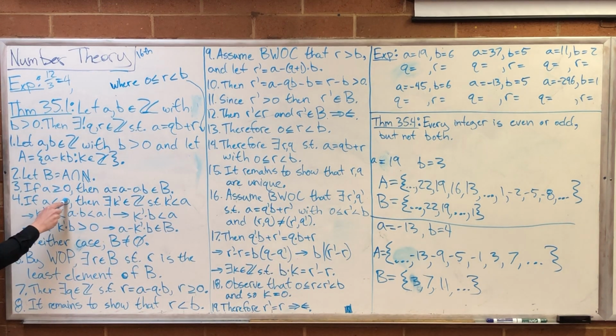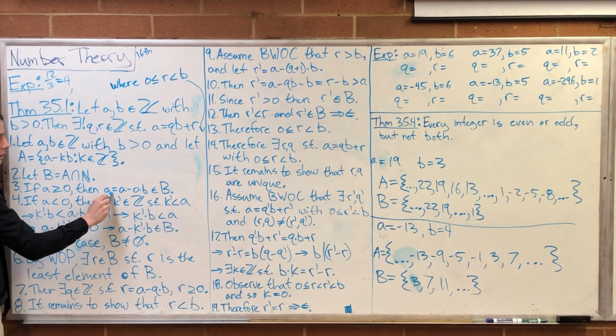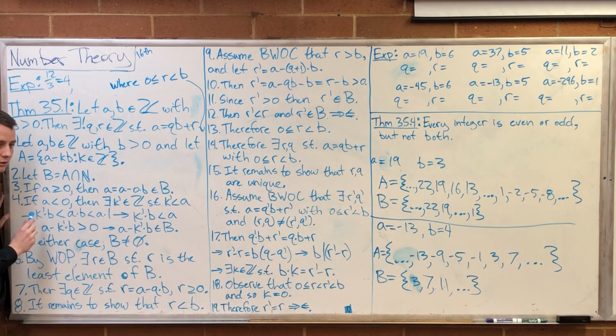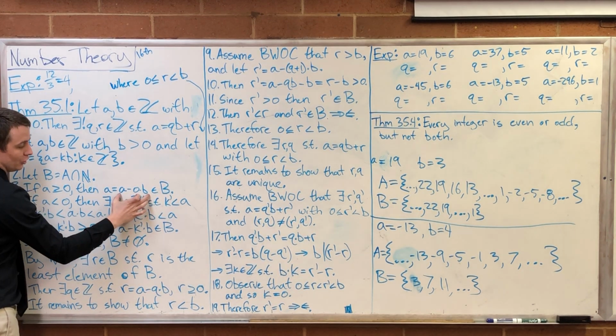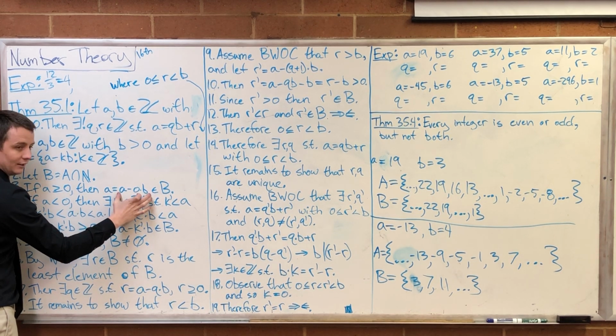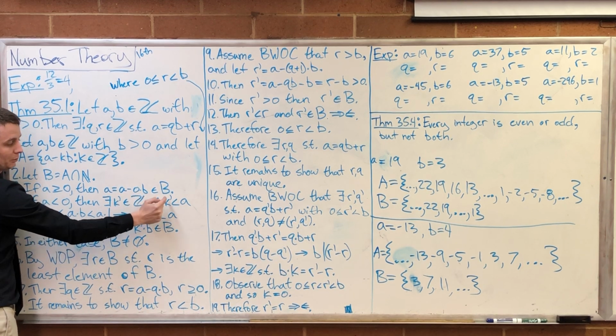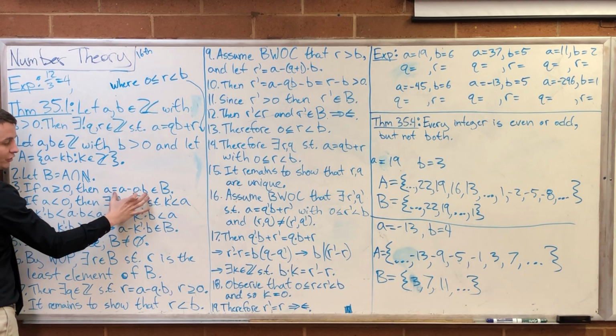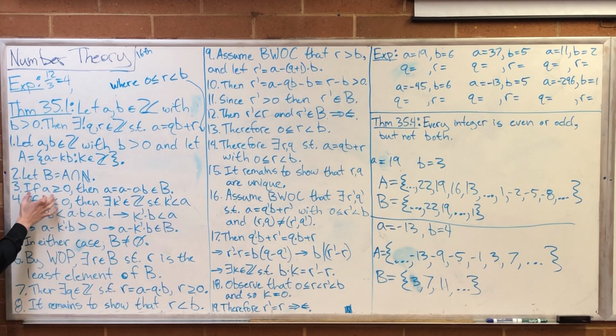If A is greater than or equal to 0, then A is the same thing as A minus 0 times B, and therefore it's in B. B is a set of all things that look like this that come out positive. If you can write it like this, as A minus some number of B's, and it's a positive number, then it's in this B. You with me? So A can be written that way, and A is greater than or equal to 0, therefore A is in B. That's the simple case. Now we have to handle the case where A is less than 0.